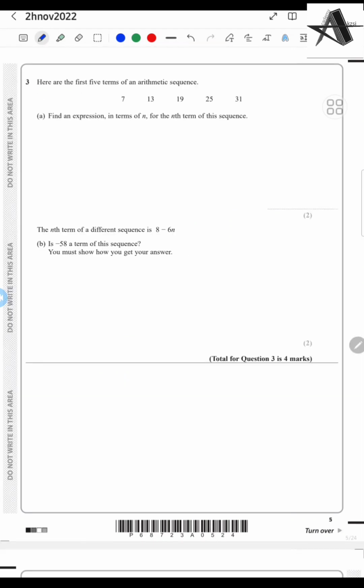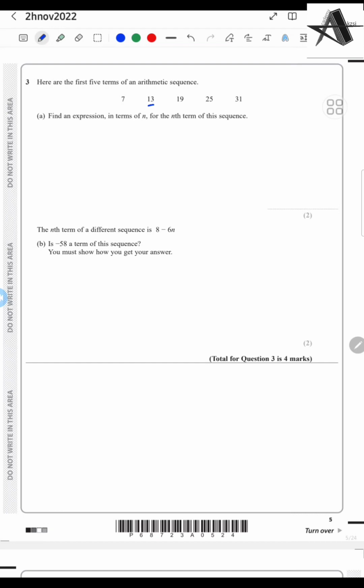Here are the first 5 terms of an arithmetic sequence. You should know what an arithmetic sequence is. An arithmetic sequence is a sequence where you keep on adding the same number to the next term. It can be a positive number, it can be a negative number, but you keep on adding the same. Because they have already mentioned that it's an arithmetic series, let me see what's the difference between them.